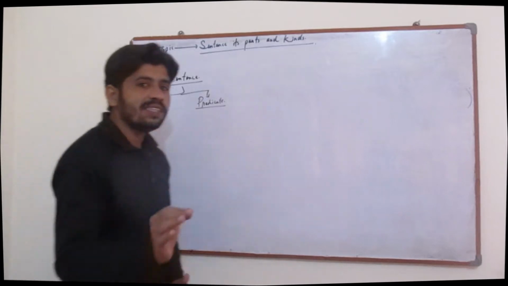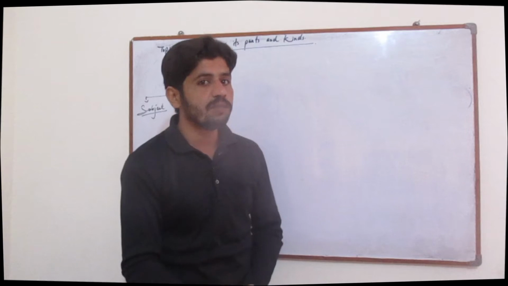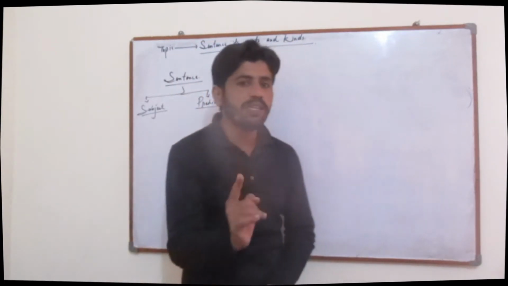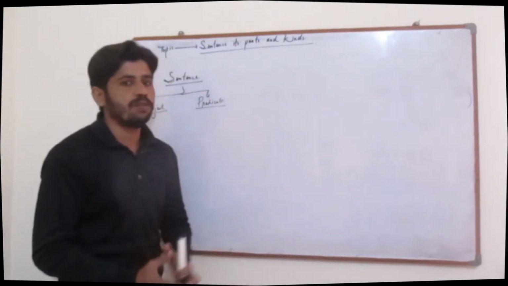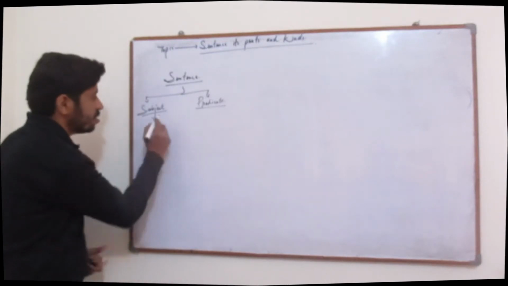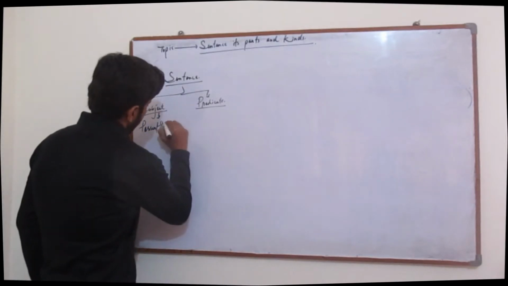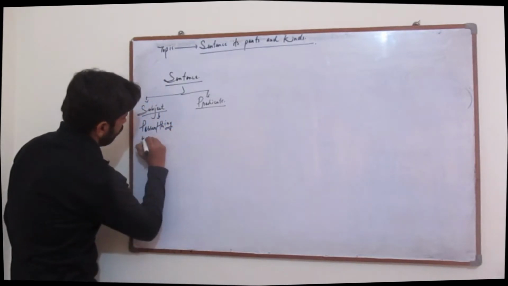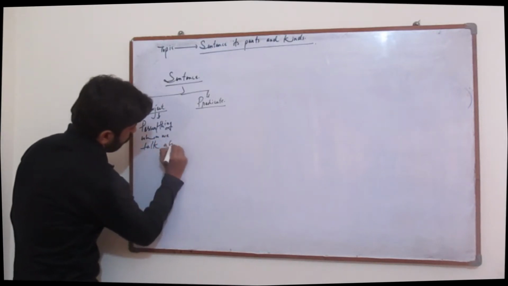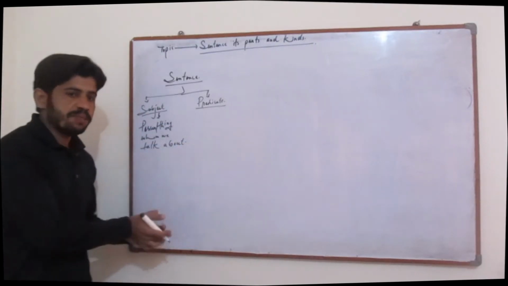Subject: many students think subject is the doer of an action, but it is a misconception. They have been wrongly told. Doer, yes, I do believe subject can be a doer. So doer is only one aspect of subject. It's not the whole thing. So what's the definition of subject? Subject means the person or thing whom we talk about.